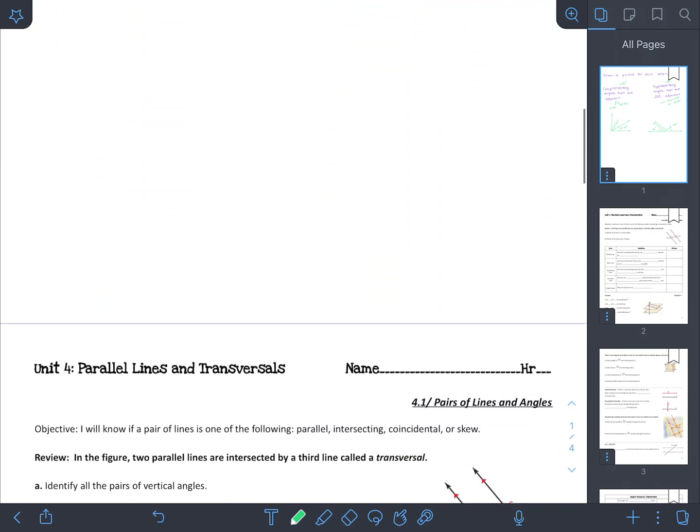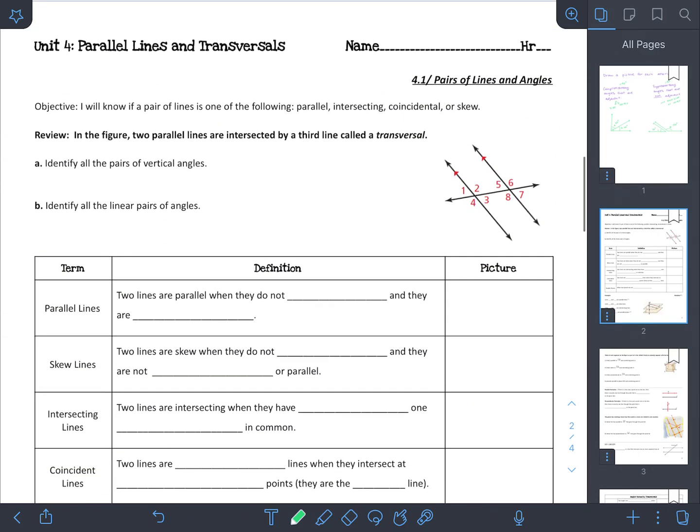All right, then we are going to get started on 4.1. So again, this is the new note packet we're working on. It's 4.1. We're just kind of getting rid of the other one. We were going to do that, but this one's better. And we decided, you know what, it was worth it to switch over. So we're talking about pairs of lines and angles. I will say the review that we did in that other note packet is very well suited to this.